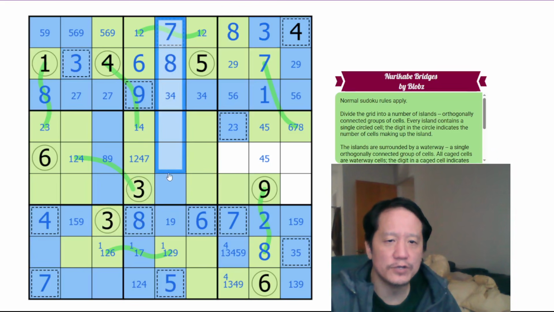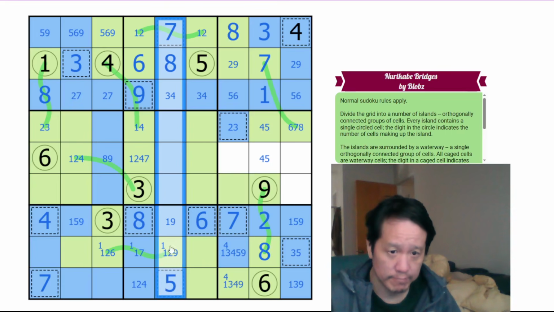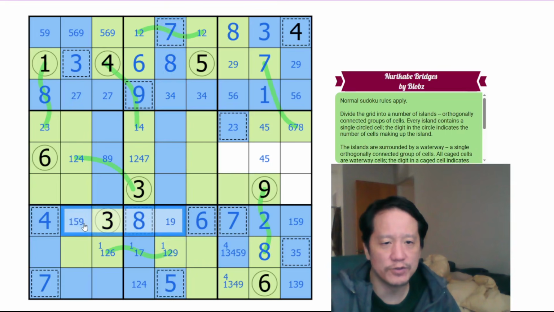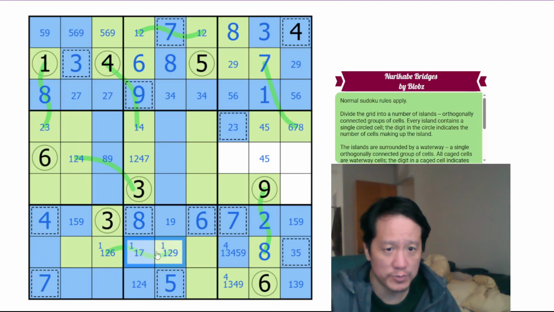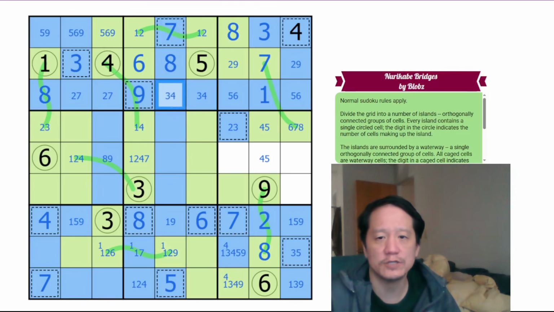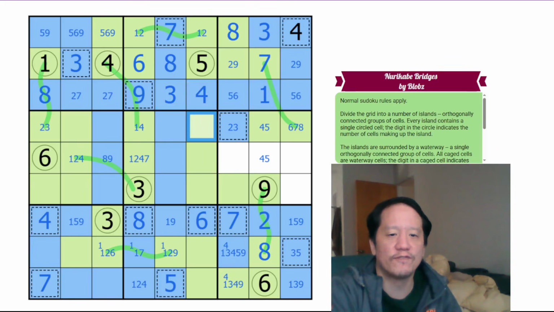Where is 3 in column 5? Cannot be here because of 3 in the row. This is filled out, and this digit has to be next to a 7 on a whisper 5 line. Can't be here because 3 in the box, and these are filled out, so 3 has to be here. So this is 3, which makes this 4.